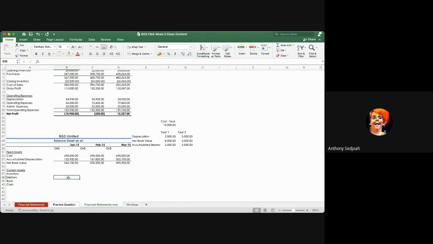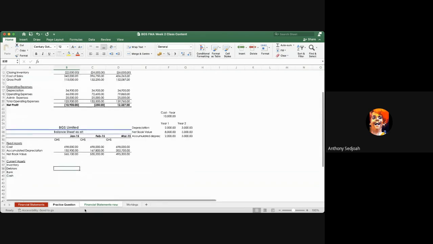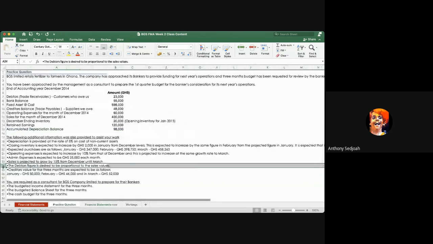Okay, since we're already discussing debtors, let's do the debtors and then we'll come back to the inventory. I think we've worked out the inventory already. That one involves some small calculation. It says that the debtors figure is desired to be proportional to the sales value, so there's a certain relationship between the sales and the debtors. Let's check December 2014 to establish that relationship. Before you even get debtors, you have to sell to them; if they don't pay, they become your debtors.